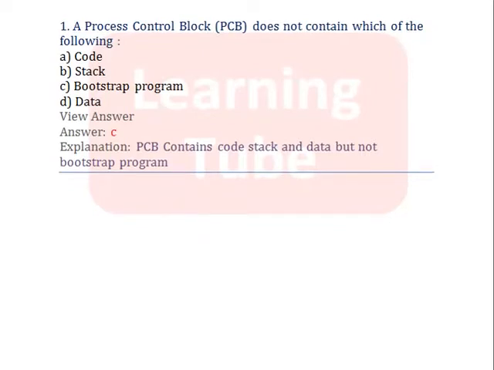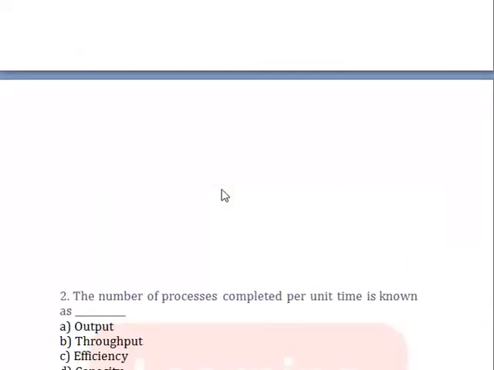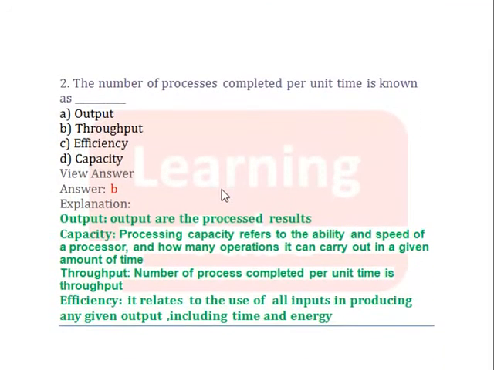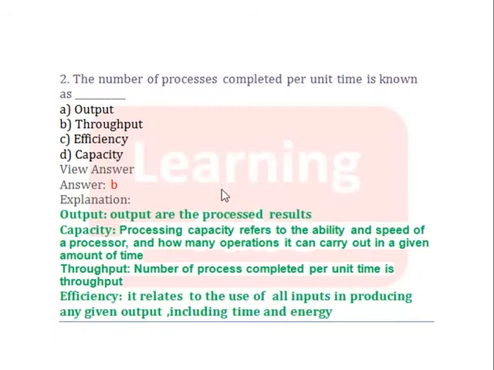Now we will move on to the second question. The second question is: the number of processes completed per unit time is known as. The number of processes completed per unit time is known as throughput. So option B is the correct answer. As we see, option A, output. Outputs are the processed results. Option C, efficiency. Efficiency is the use of all inputs in producing any given output, including time and manpower energy or mechanical energy. So here option B is correct, throughput.